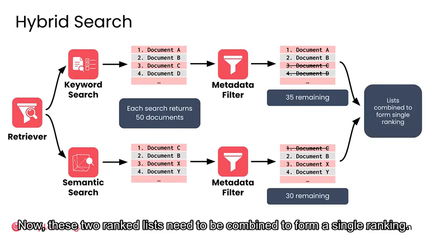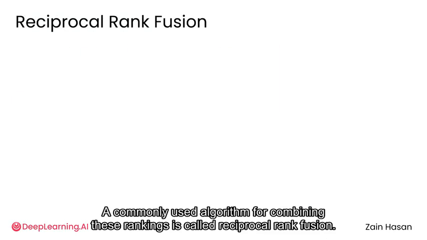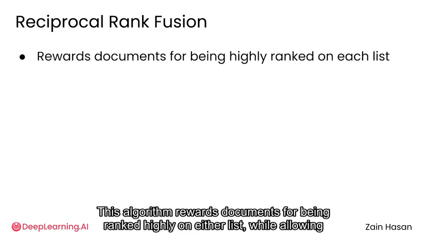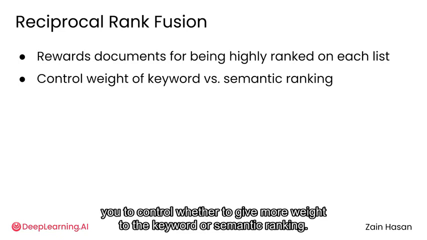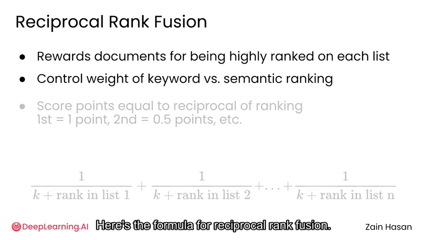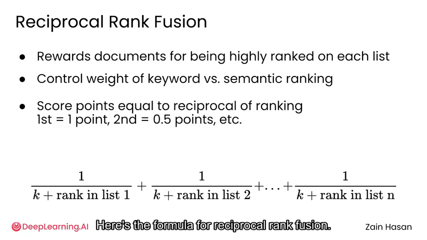Now, these two ranked lists need to be combined to form a single ranking. A commonly used algorithm for combining these rankings is called reciprocal rank fusion. This algorithm rewards documents for being ranked highly on either list, while allowing you to control whether to give more weight to the keyword or semantic ranking. Here's the formula for reciprocal rank fusion.